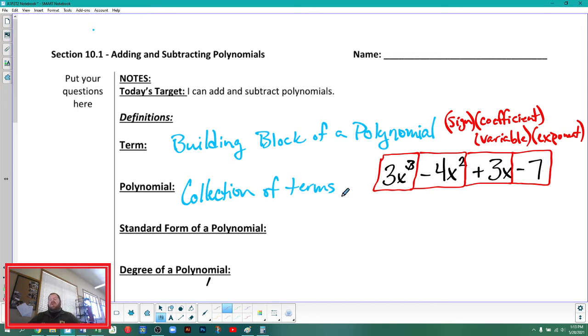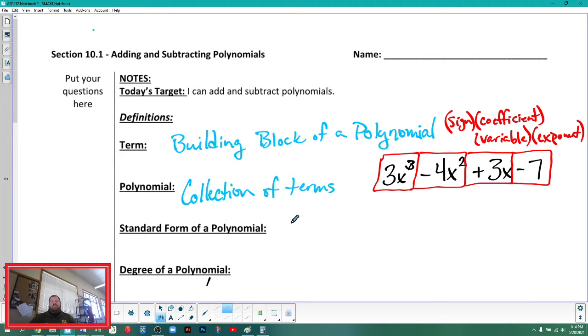So those 4 things come together to give us a single term, and when we have multiple of those, we have a polynomial. Now, not every term needs to have all 4 of these. In fact, one doesn't have a variable or an exponent, one doesn't have an exponent, but the other ones have all of those. This one you could say doesn't have a sign, but it's a plus sign, it's a positive 3.